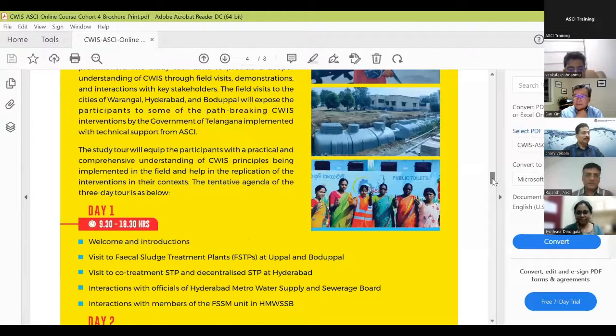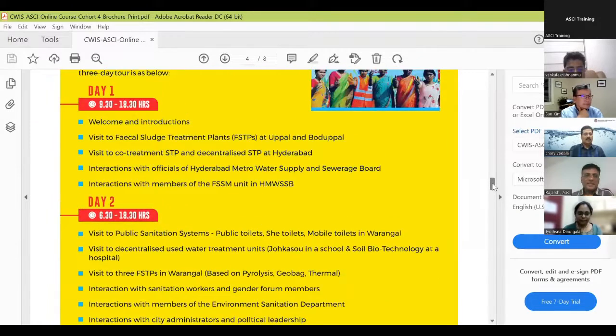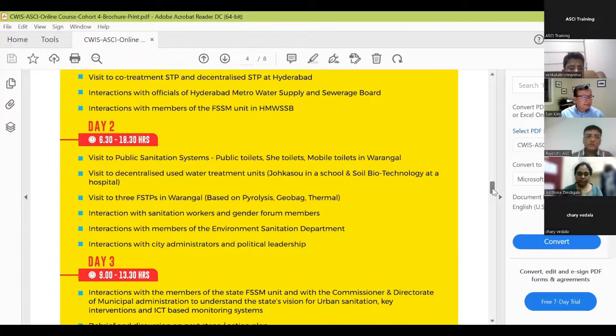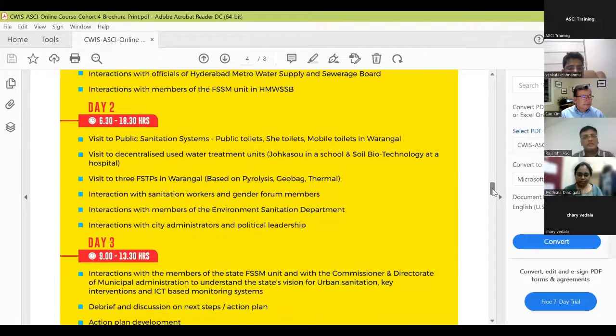Yeah, absolutely, sir. So we begin with day 1, where we have a welcoming session here in ASCI, and then we take you to 2 different technologies at Uppal and Bodapal, which are the outskirts of Hyderabad. We would also take you to a co-treatment plant at Hyderabad, and then we would let you interact with the Hyderabad Metro Water Supply and Sewerage Board and the FSSM unit at HMWSSB.